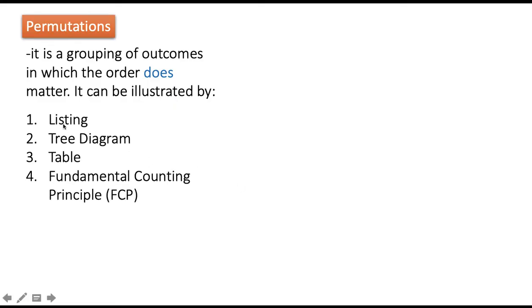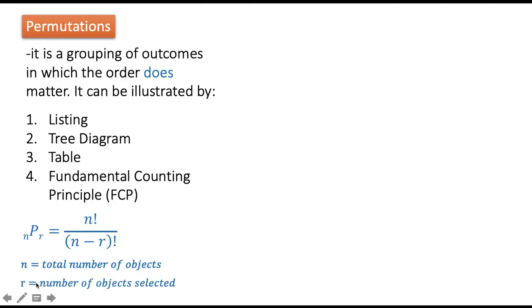Permutations is a grouping of outcomes in which the order does matter. This can be illustrated by using the listing method, a tree diagram, a tabular method, or the fundamental counting principle, or the FCP. This is the formula used in solving a permutation problem, wherein it is read as the permutation of n taken r at a time is equal to n factorial over quantity n minus r factorial, wherein n here represents the total number of objects and r represents the number of objects selected.